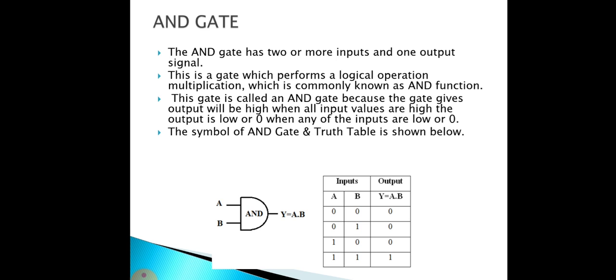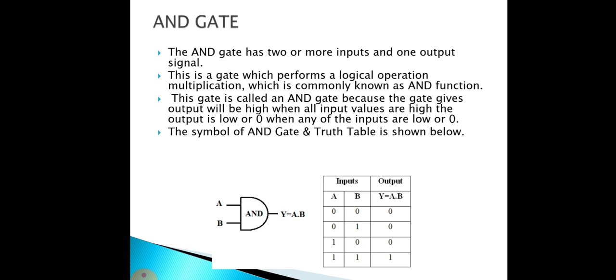Truth table shows there are 2 inputs A and B and output will be Y. As shown in figure, if we apply input 0 0, we get the output 0. First case. Second case, if we apply input 0 and 1, output will be 0. In the third case, if we apply input 1 and 0, output will be 0. And if we apply both inputs high, means 1 1, output will be 1.